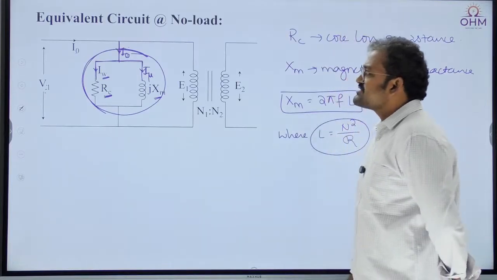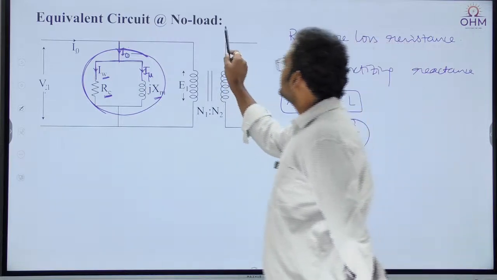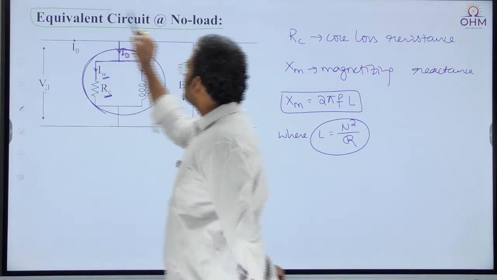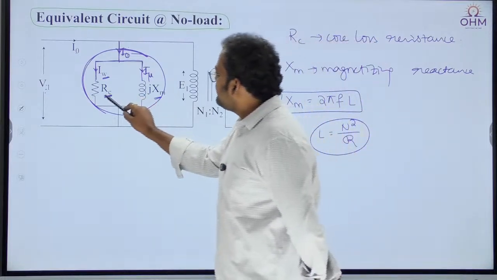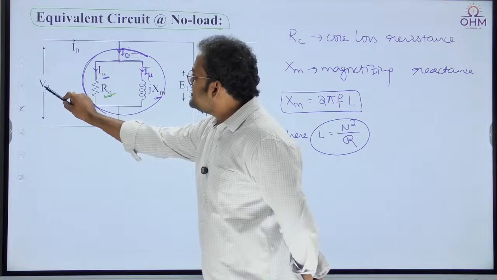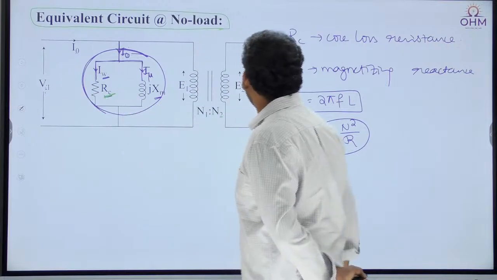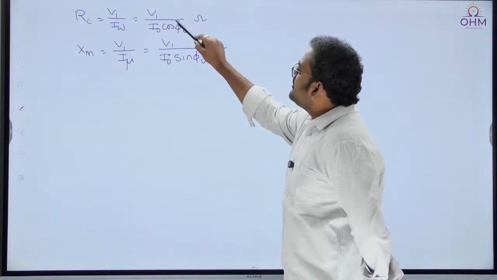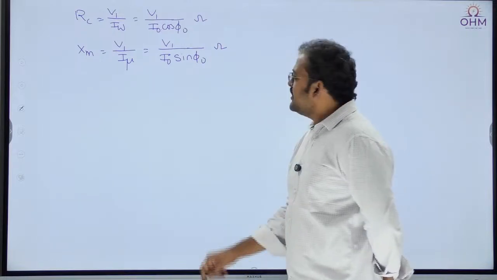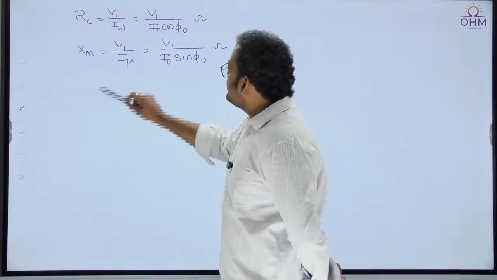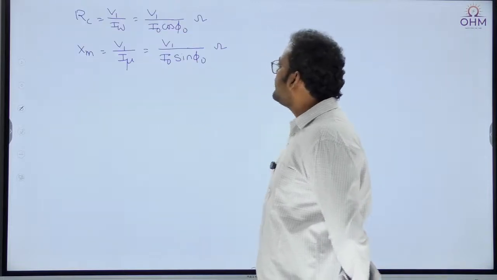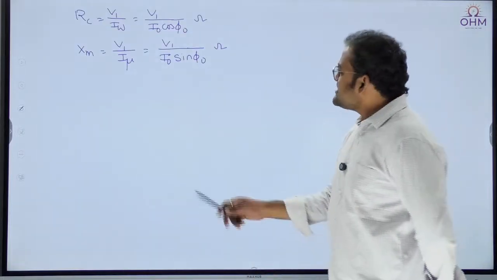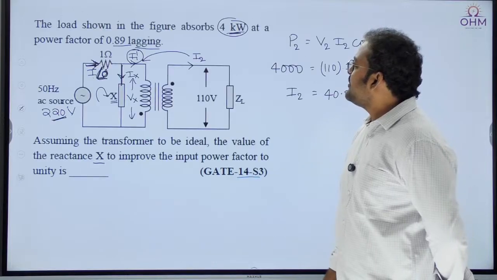Yes, here we discussed the equivalent circuit at no load. Can I say no load condition and open circuit condition are both the same? Yes. What is the formula for core loss resistance RC? RC is equal to V1 by IW, where IW is equal to I naught cos phi naught. XM is equal to V1 by I mu, where I mu is equal to I naught sin phi naught. And the same formulas I can use even in the open circuit test.